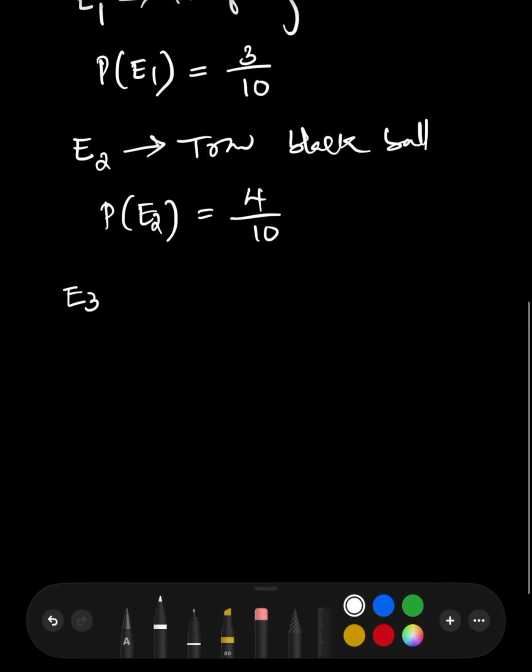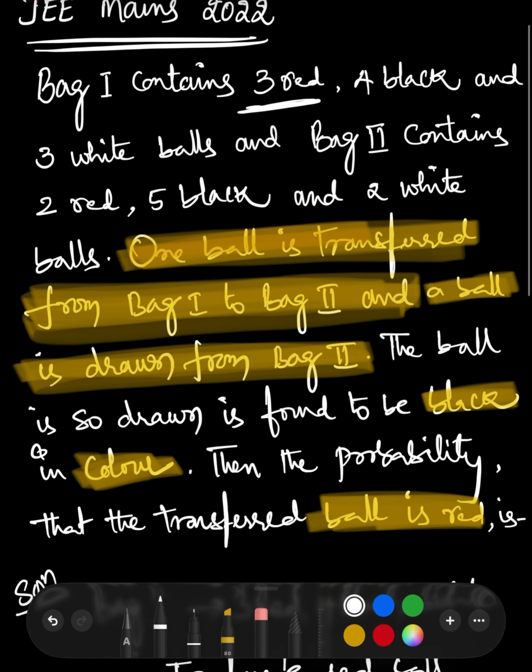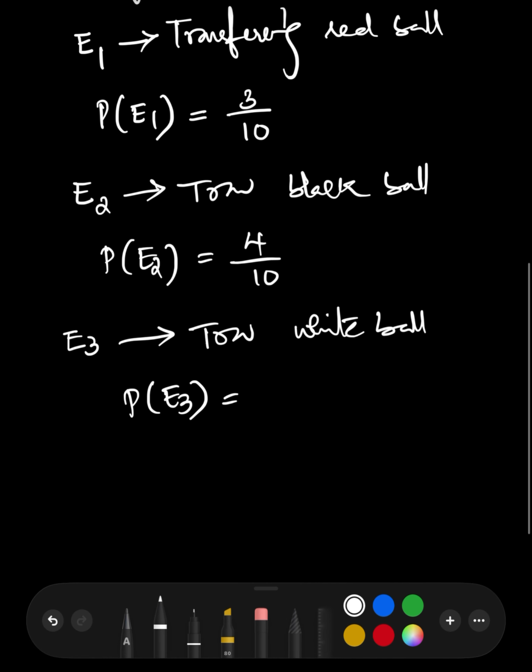Then coming to E3, transferring a white ball, so P of E3 equals, how many white balls are there? 3 white balls are there, so that is 3 out of 10.